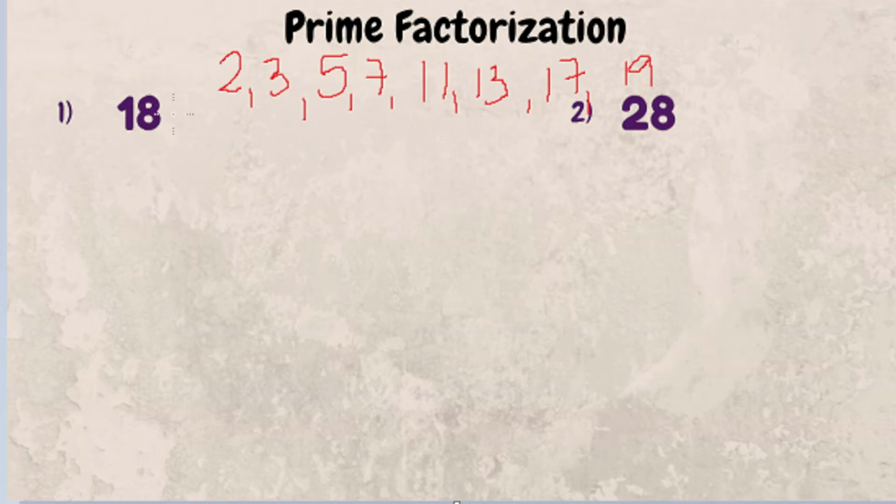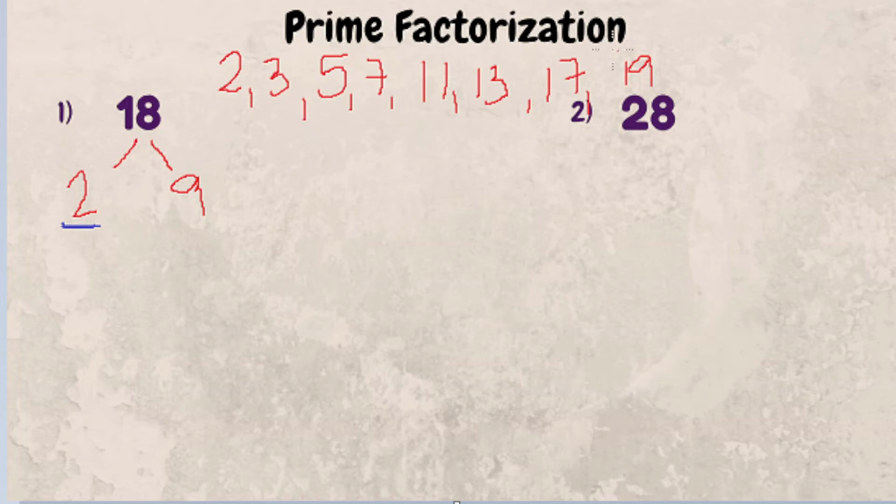So let's take the first example. We're going to find the prime factors of 18. And the way we do that is to pick 2 numbers that multiply together to equal 18. Let's do 2 and 9. Well, 2 is a prime factor, so no need to go any further on this one. That's a prime factor.